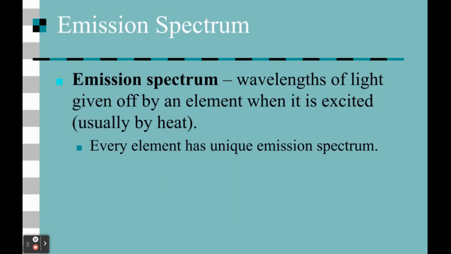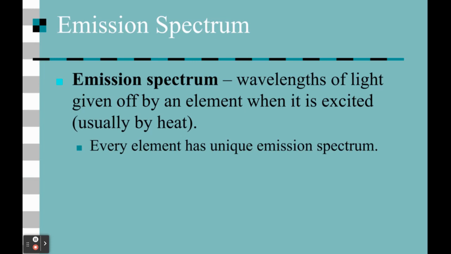Most atoms have multiple electrons and multiple energy levels that those electrons can occupy. Because of this, more than one electron can absorb energy and jump up to the excited state at the same time. And as those electrons release the energy and fall back down to the ground state, we can have multiple wavelengths of energy released. Because of this, we get an emission spectrum, which are all of the different wavelengths of light given off by an element when it is excited.